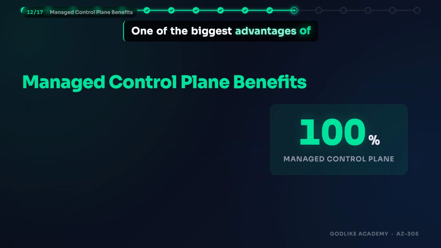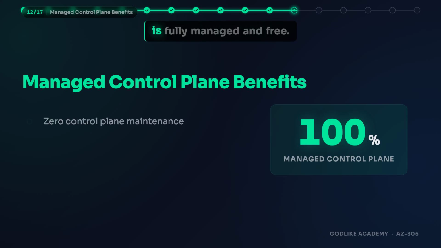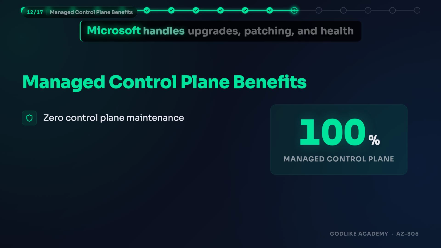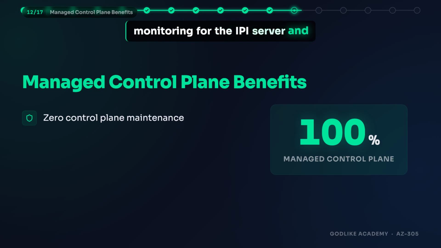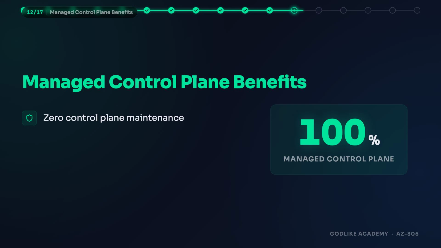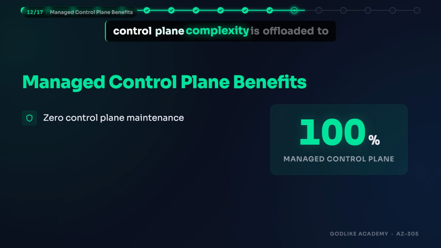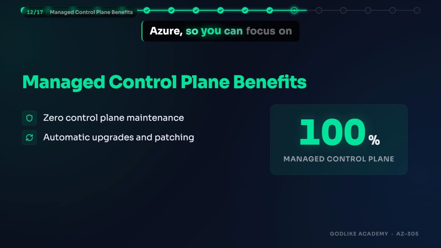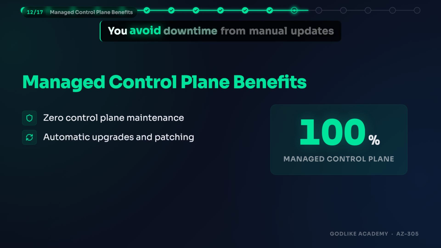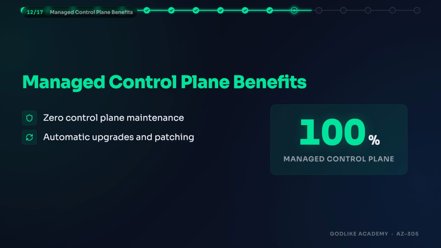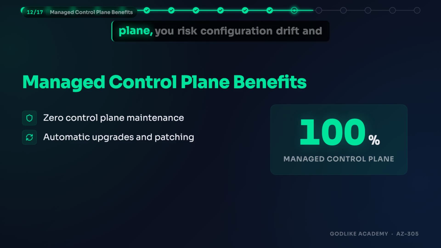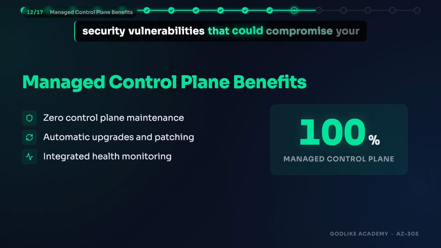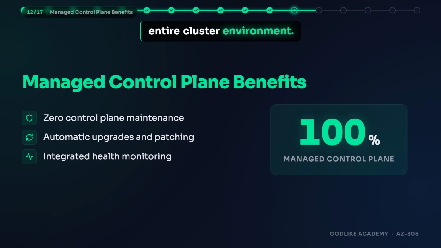One of the biggest advantages of AKS is that the control plane is fully managed and free. Microsoft handles upgrades, patching, and health monitoring for the API server and etcd database. This means 100% of the control plane complexity is offloaded to Azure, so you can focus on your workloads. You avoid downtime from manual updates and reduce operational costs significantly. If you self-manage the control plane, you risk configuration drift and security vulnerabilities that could compromise your entire cluster environment.